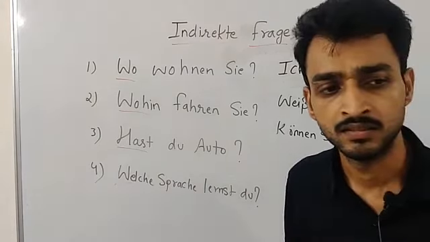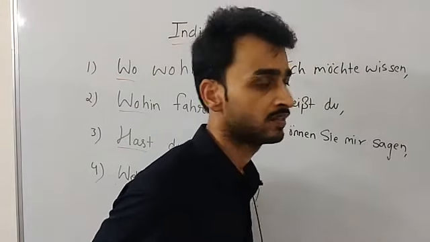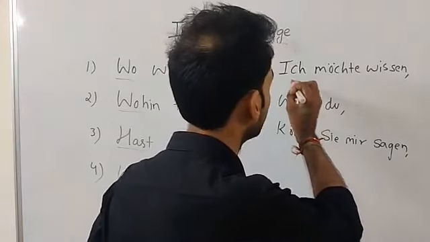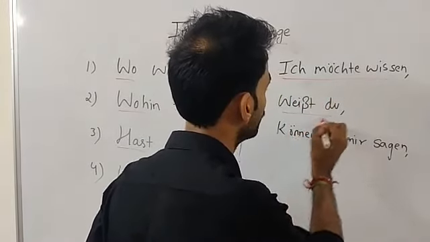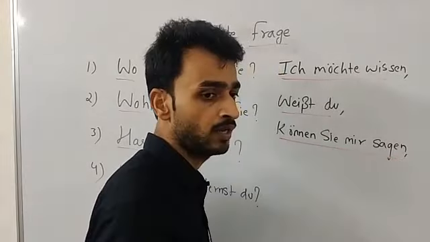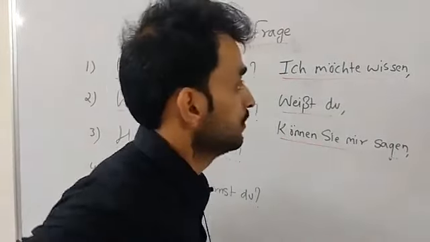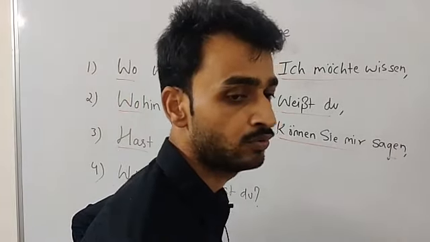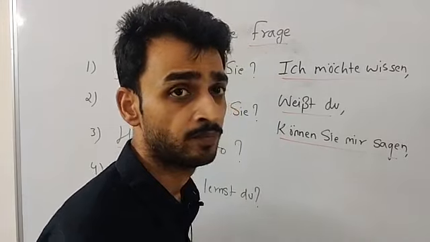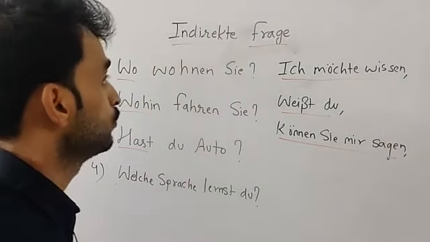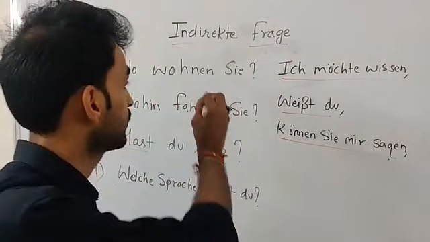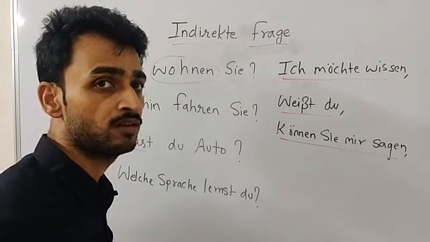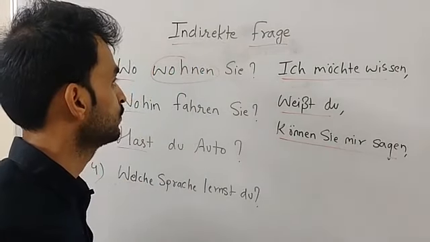So as I said, I would like to know, ich möchte wissen. I will use this phrase, ich möchte wissen, or weißt du, or können Sie mir sagen, before I ask a question. This is the Hauptsatz. Like, ich möchte wissen, I would like to know, wo Sie wohnen. Now, verb is last. Wo Sie wohnen. This is the rule. With indirekte Frage, verb position is last. Ich möchte wissen, wo Sie wohnen.